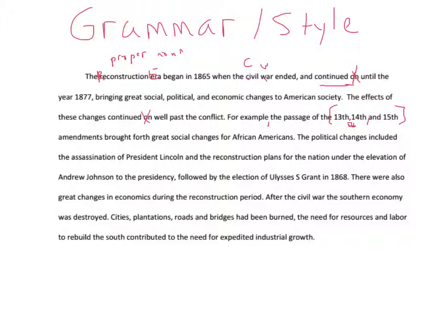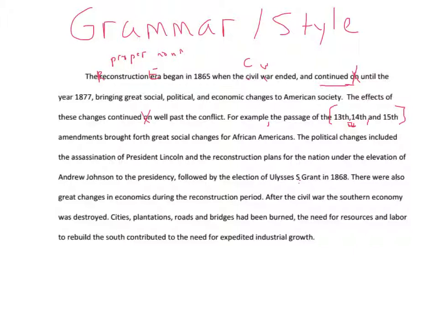The political changes included the assassination of President Lincoln and the Reconstruction plans for the nation under the elevation of Andrew Johnson to the presidency, followed by the election of Ulysses S. We need a period there. Ulysses S. Grant in 1868.